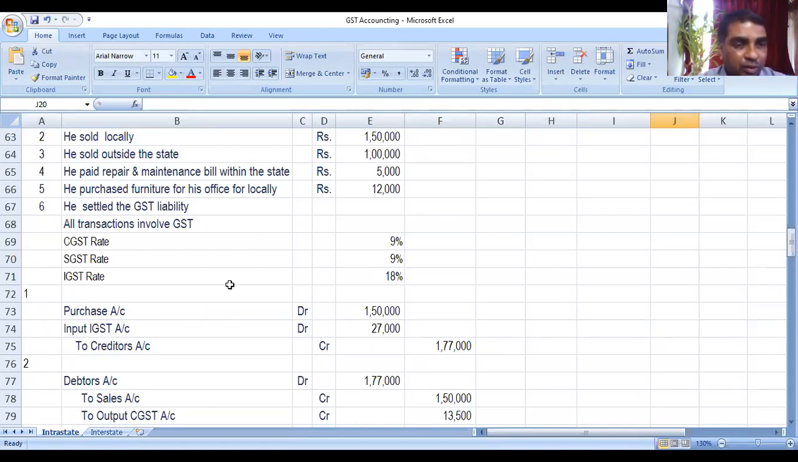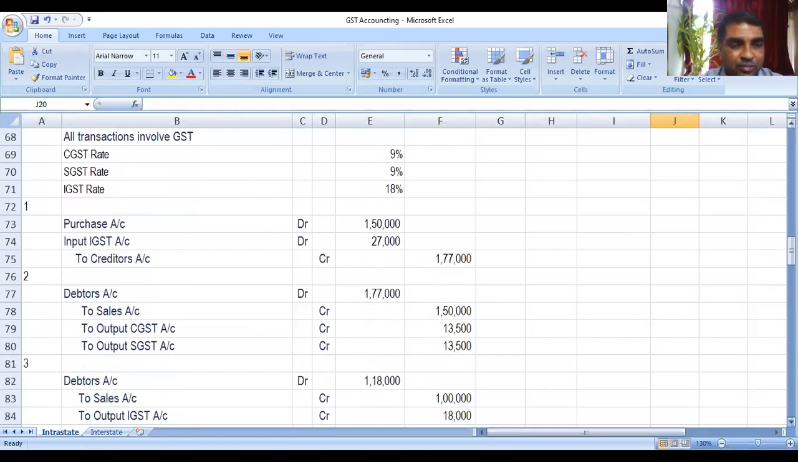So the entry for this is purchase account debit, and since I'm recognizing an input asset, input IGST account also debit, to creditors account. I think there is no doubt about it. Previously we had seen how similar entries are done for intrastate transactions.